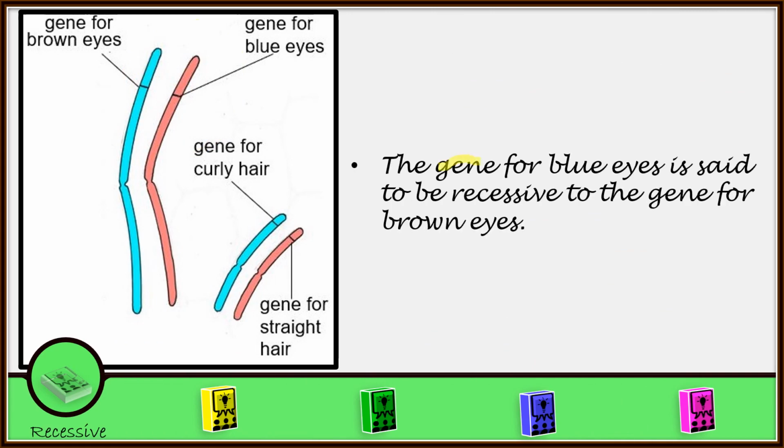The gene for the blue eyes is said to be recessive to the gene for the brown eye. So our gene for the blue eye is recessive, meaning that it is dominated by the gene of the brown eye. Therefore, we call it a recessive gene. The gene for the blue eye is called a recessive gene because it is being dominated by the gene of the brown eyes.